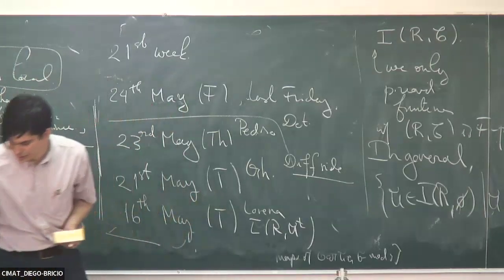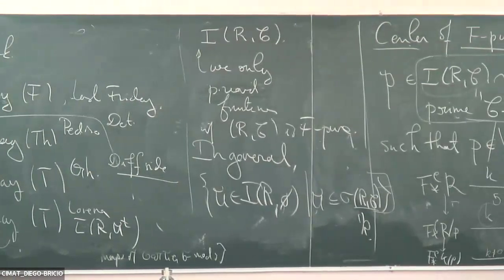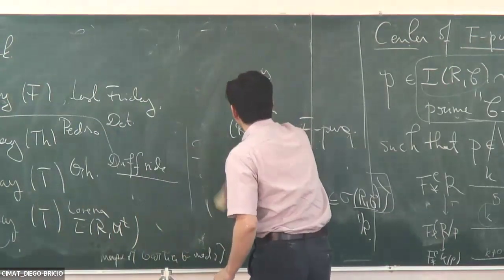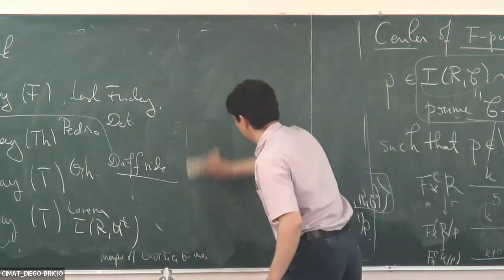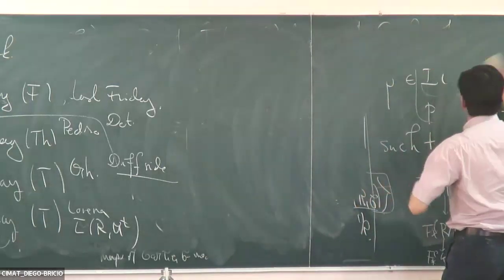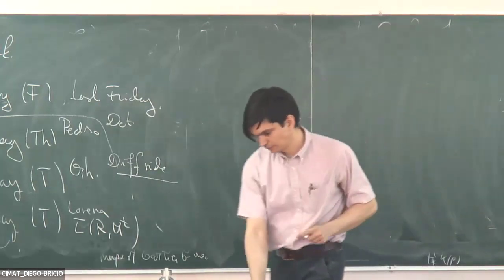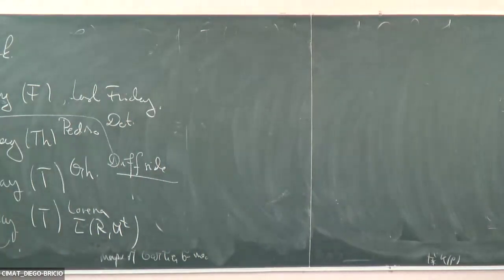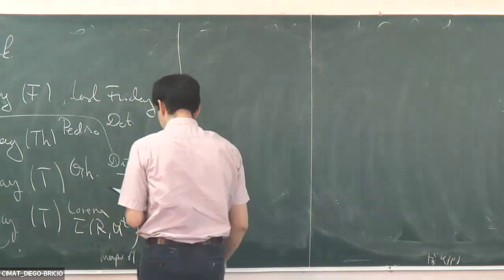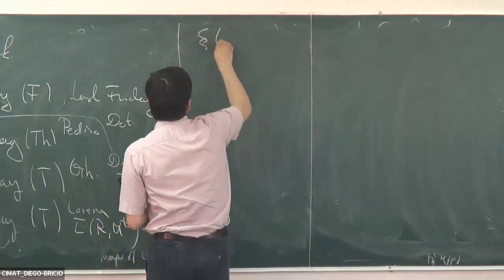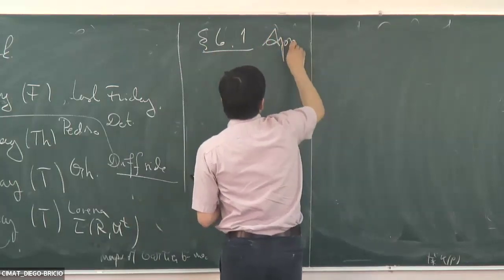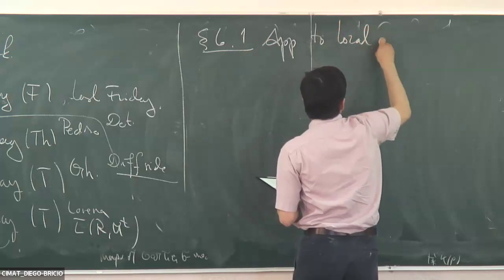I think this is all due to Vesnik. So here in the notes, this will be section 6.1, Applications to local homology.